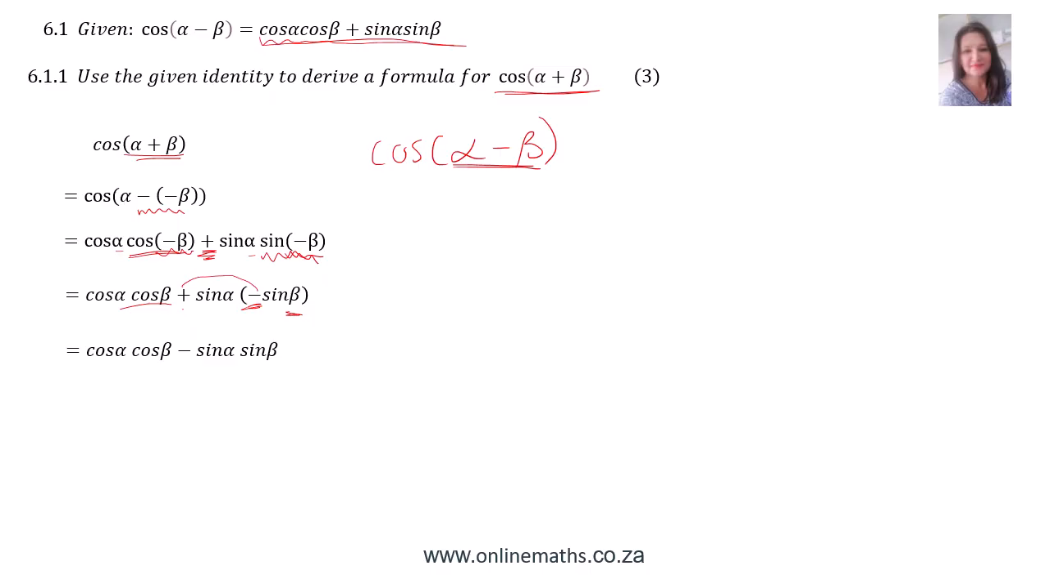Where are the marks? For writing that as cos(alpha minus negative beta), for using the expansion, and then obviously the final answer, but it's actually where you knew the rules that said the cos of a negative angle and the sin of a negative angle.